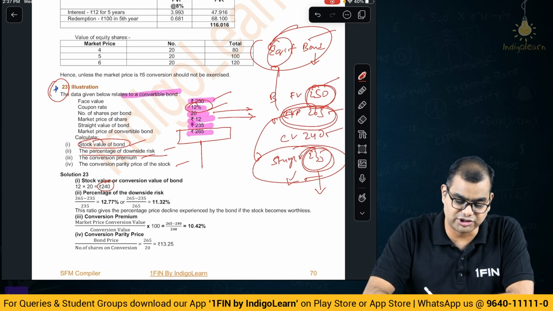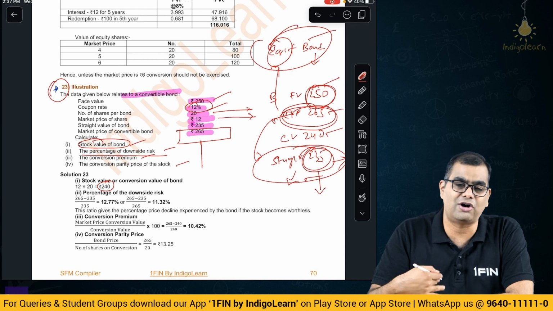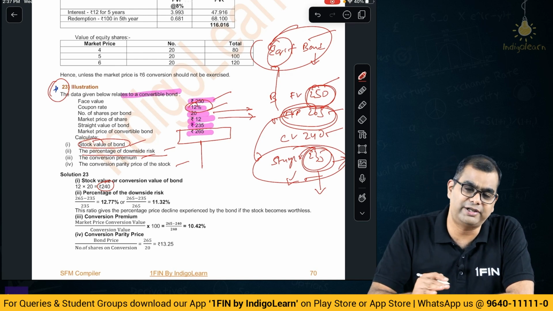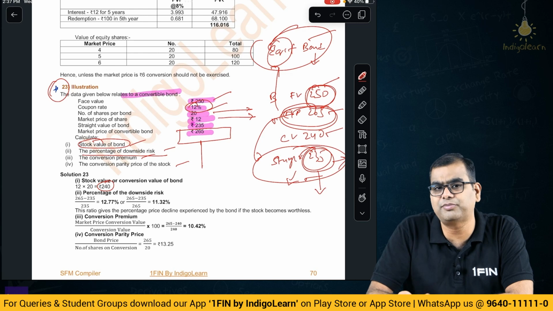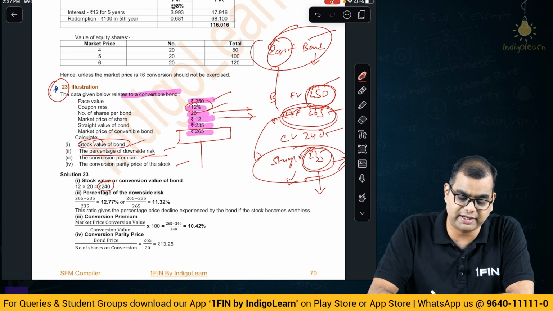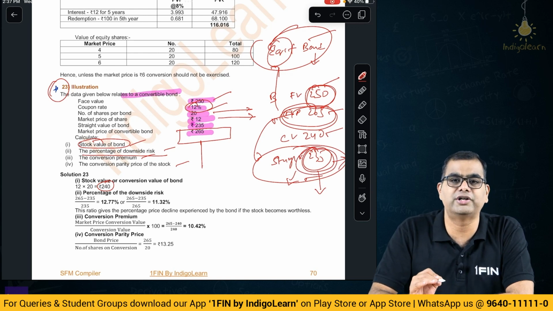It can fall down to the straight value, because if the optionality is worthless, that is, you are not going to exercise the conversion option and convert it from debt to equity, then you are going to treat it as a simple bond. If it is a simple bond, it will trade like other bonds, and other bonds of same maturity, same coupon, same yield, same rating, traded at 235. So, the lowest value that you can get from your bond is 235.